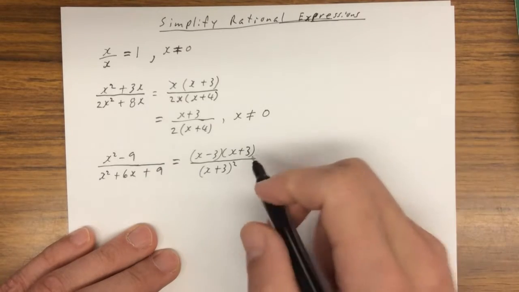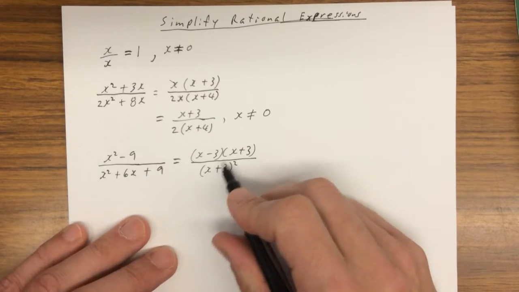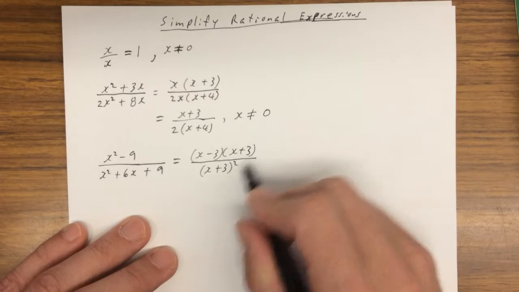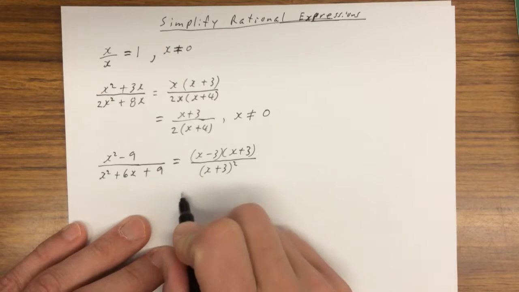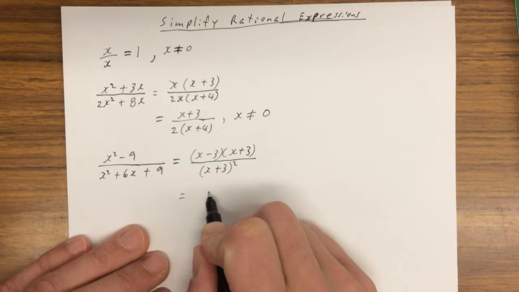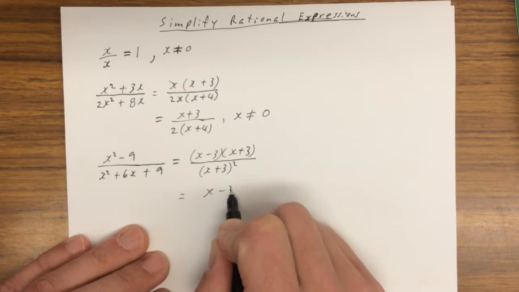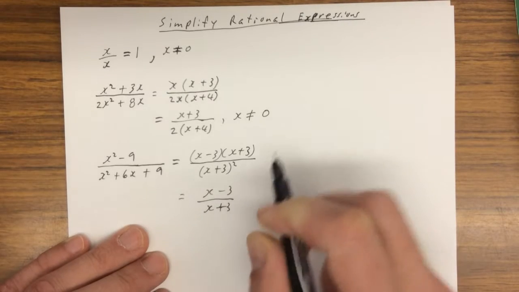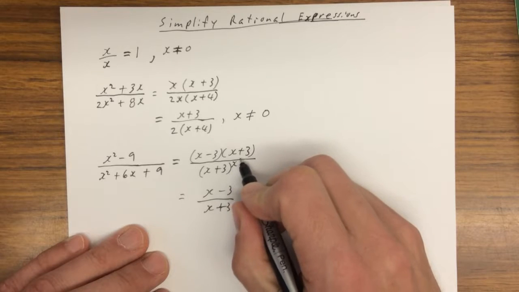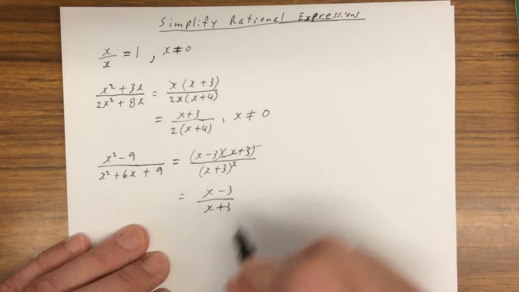So in this case here, we can cancel out an x plus 3 on the top and the bottom because that's a common factor. So we can write that as x minus 3 over x plus 3. So basically we're canceling out this x plus 3.